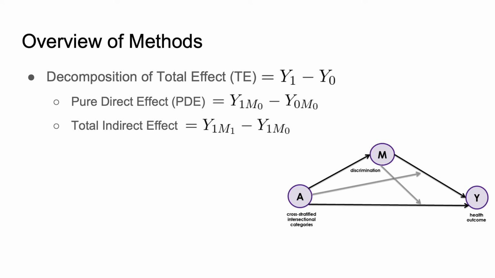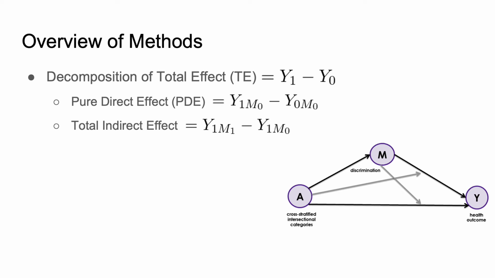So explicitly, Y1M0 corresponds to the health outcome of someone in group 1 who had experienced the discrimination of someone in group 0. Y0M0 corresponds to the health outcome of someone in group 0 who had experienced the discrimination of someone in group 0. Y1M1 corresponds to the health outcome of someone in group 1 who had experienced the discrimination of someone in group 1, and so on. Note that while Y0M0 and Y1M1 are things we can observe, Y1M0 and Y0M1, which hasn't come up yet on the slide, are counterfactuals, or things we cannot observe. We will talk a bit more about counterfactuals later on.